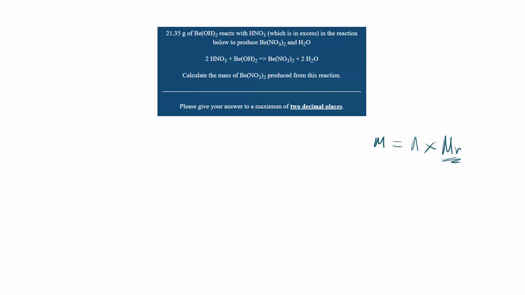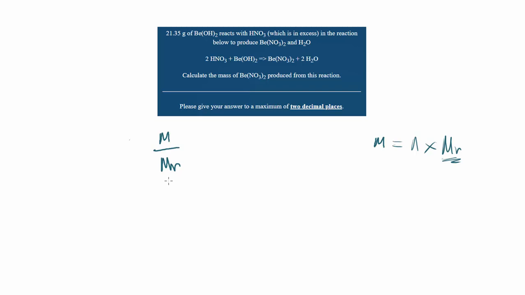So let's go from there. We need to work out from that. If we work out the amount of substance for beryllium hydroxide, we can use that to work out the mass of the beryllium nitrate using the ratios in the equation. So to work out the moles, that's going to effectively be the mass divided by the molar mass, right?